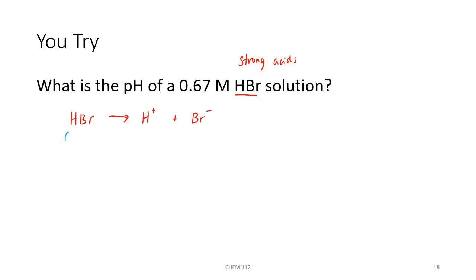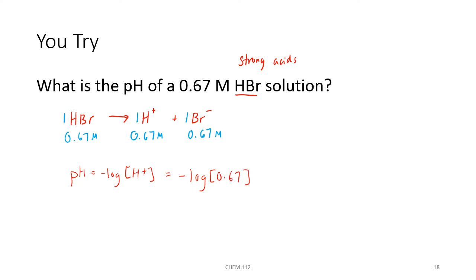So if we know the concentration of HBr is 0.67, because our balanced equation is 1 to 1 to 1, we're going to have the exact same concentration for our hydrogen ion and our bromide anion. All of them are going to be 0.67 molar. So to calculate the pH, we're going to take the negative log of the hydrogen ion concentration, which will be the negative log of 0.67. And that gives us a pH of 0.17. So this is a very acidic solution.